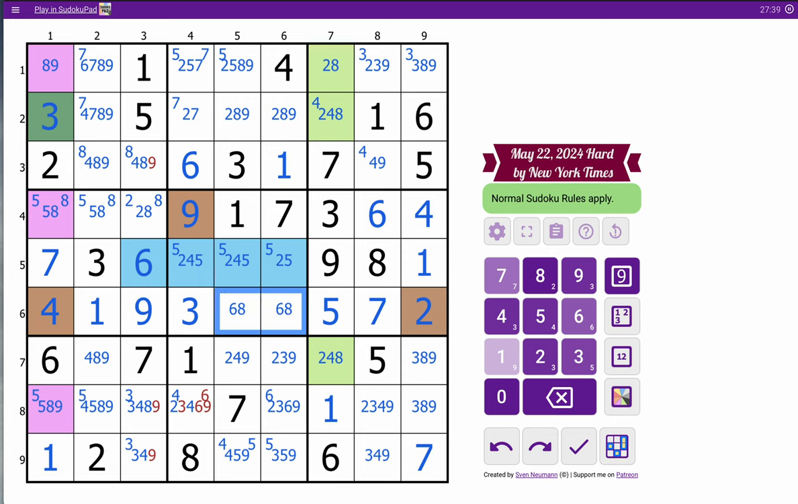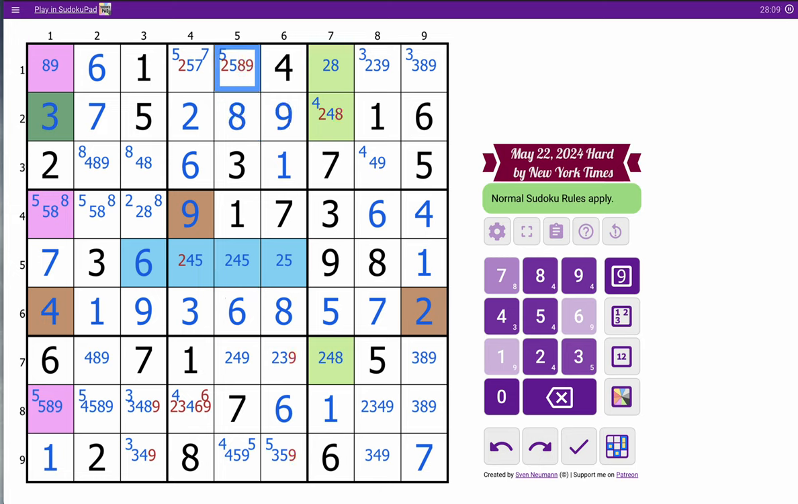This now can't be 3. This ends up as 68. That's a 245 triple. This can't be 6, therefore that one is. That's not 9. The only space left for 6 in box 1 is here. Therefore, that's 7. This is a 2. 8 and 6 are placed. This is forced to be a 9. That's an 8. This is 5. That's 7.